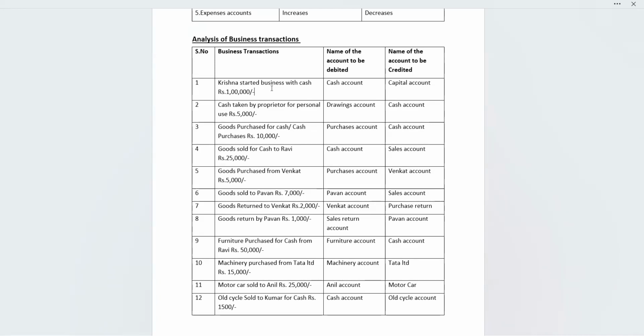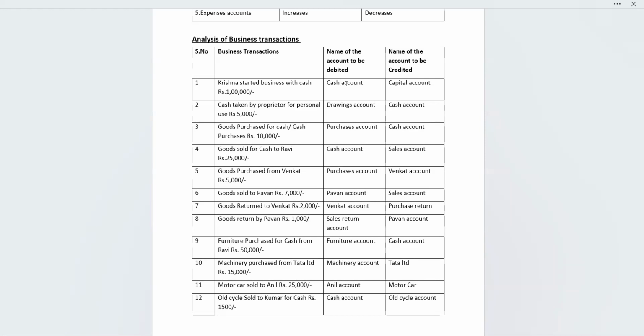So capital, who invested? Krishna invested. Krishna is a proprietor. The proprietor invested some amount into the business. That amount you call capital. Capital you consider as a personal account. So is he a giver or receiver? Giver, which side? Credit side. So now cash comes in or goes out? Comes into the organization. Cash is an asset. You are applying which rule? Real account. Assets, which rule are you applying?